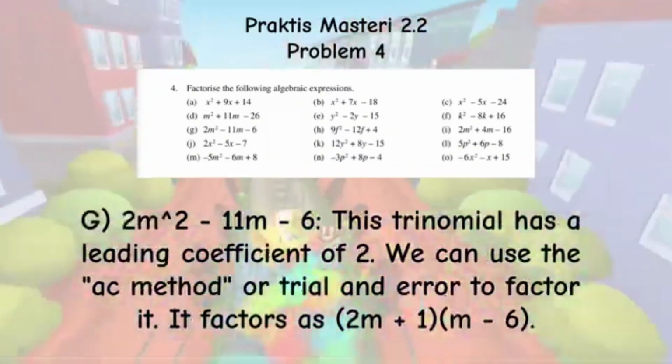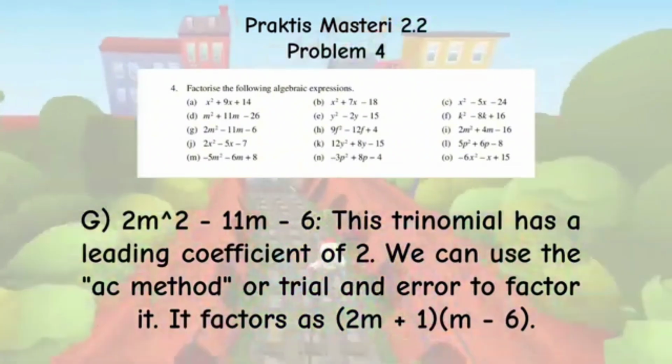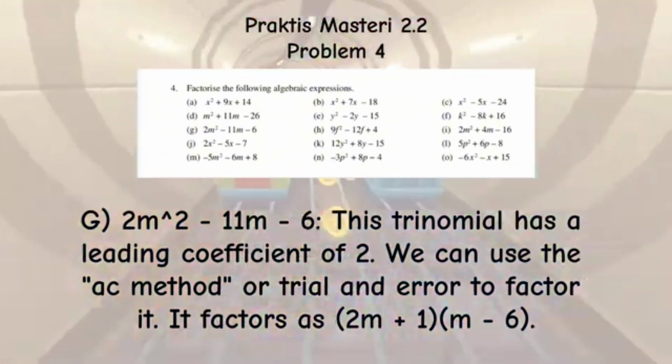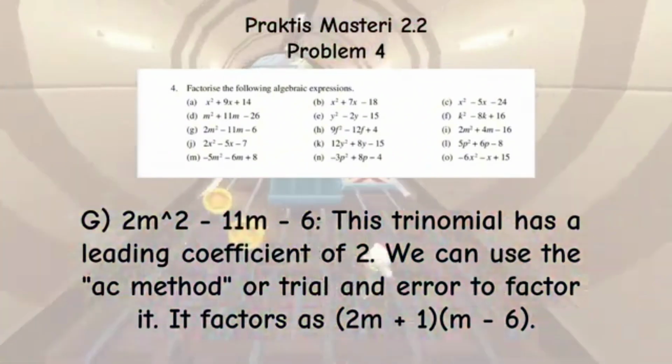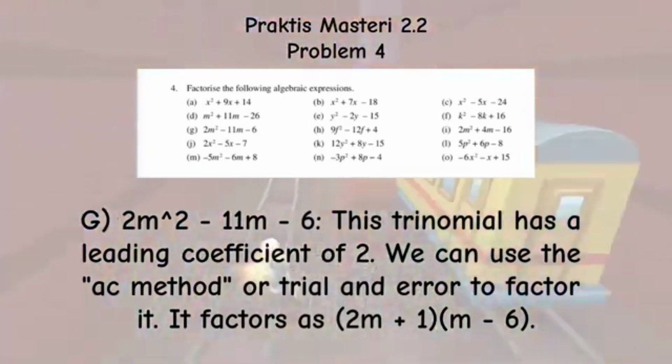g) 2m² + 11m + 6. This trinomial has a leading coefficient of 2. We can use the AC method or trial and error to factor it. It factors as (2m + 1)(m + 6).